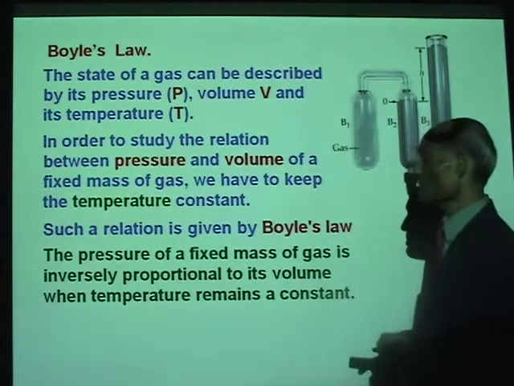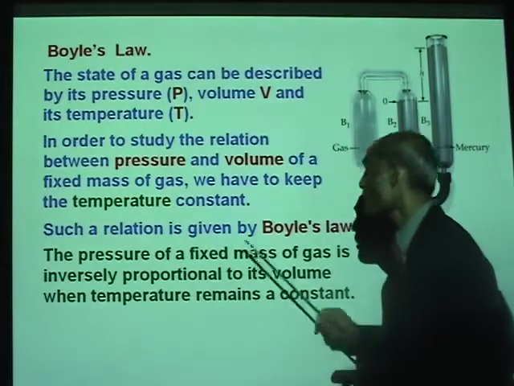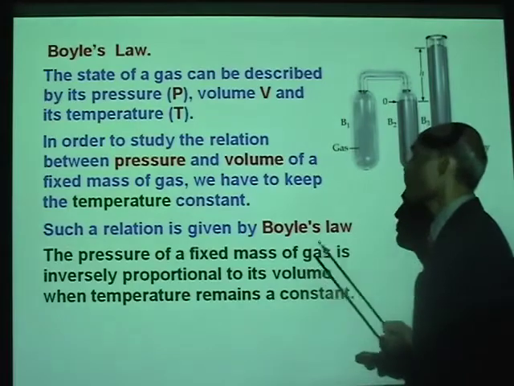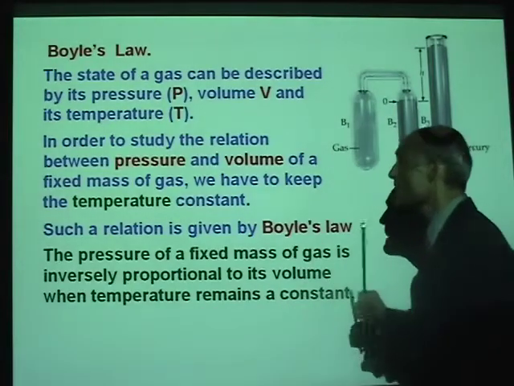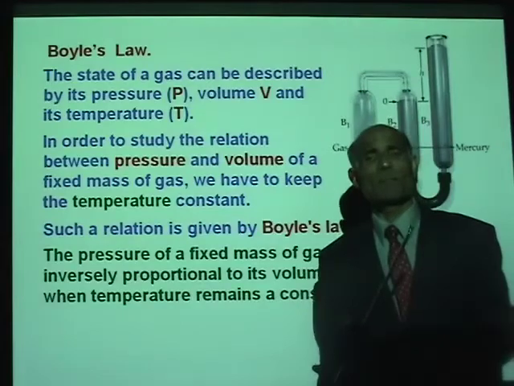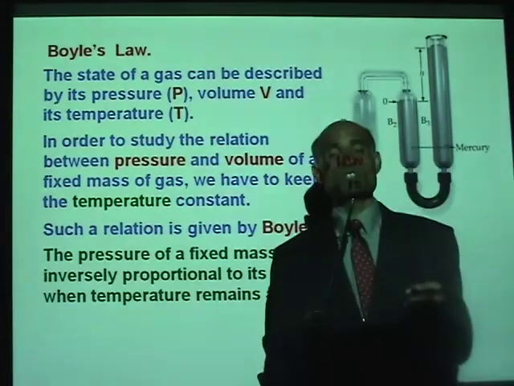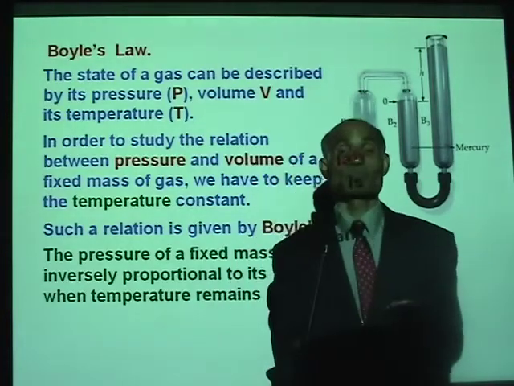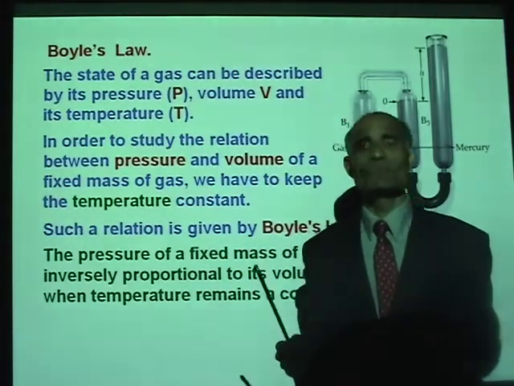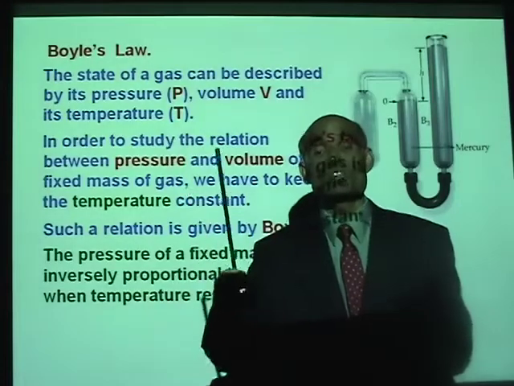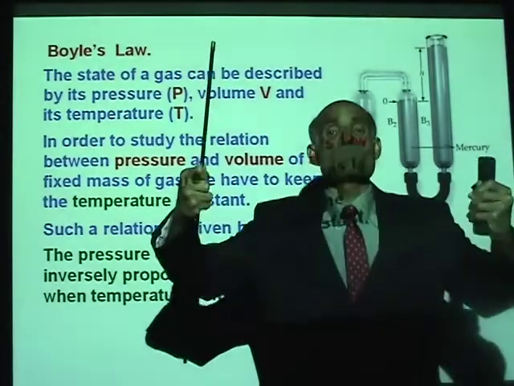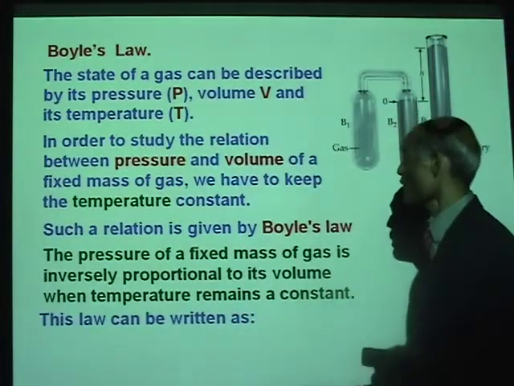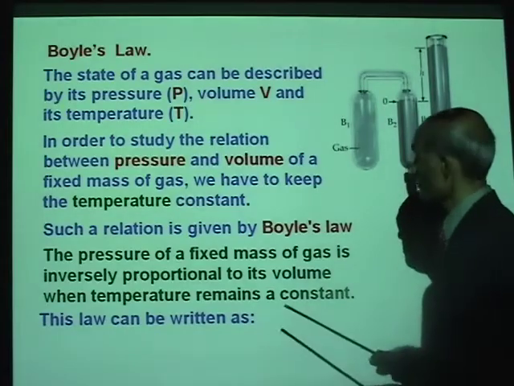So what is the statement of Boyle's law? It says the pressure of a fixed mass of gas is inversely proportional to its volume when temperature remains a constant. What does that mean? When temperature remains a constant, if you increase the pressure, the volume will decrease. That makes sense, is that right? In the same way, by keeping the temperature a constant, if you increase the volume, the pressure will decrease. Well, this law can be written as, how do you write that law?